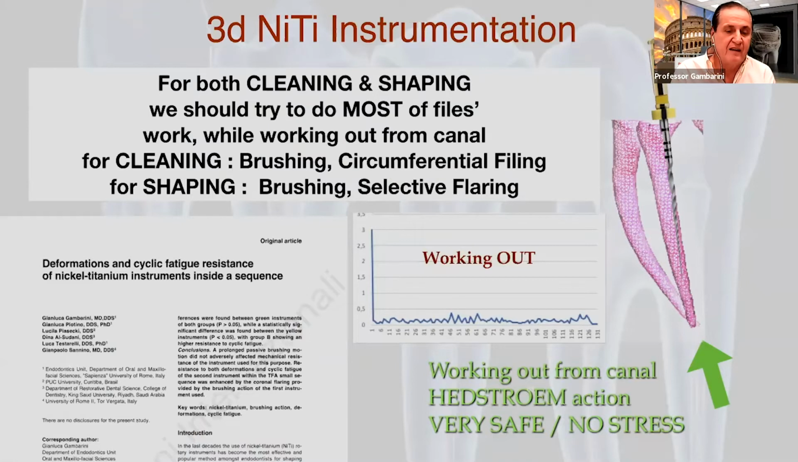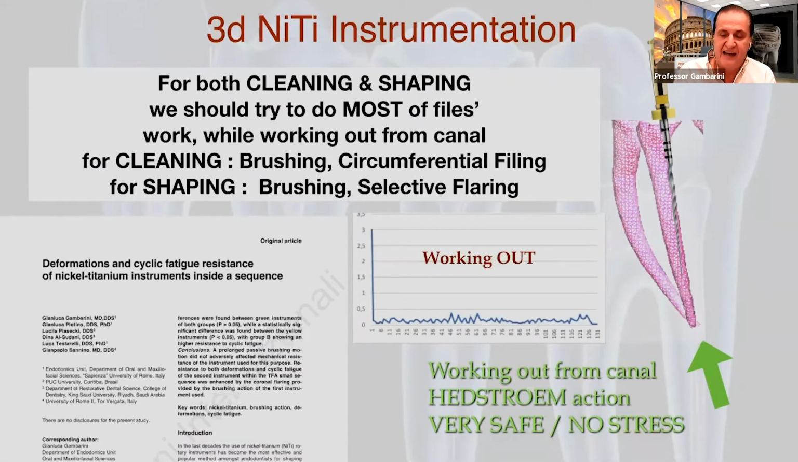So the idea is that working out of the canal is an extremely efficient technique for cleaning. And in this case, we call the motion brushing or circumferential filing because we want to touch all the canal walls. But it's also a very interesting technique for shaping. And in this case, we call this brushing or selective flaring or flaring.